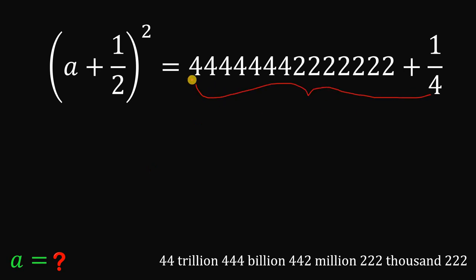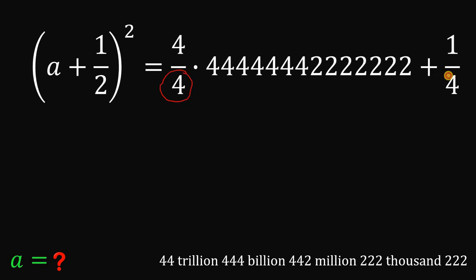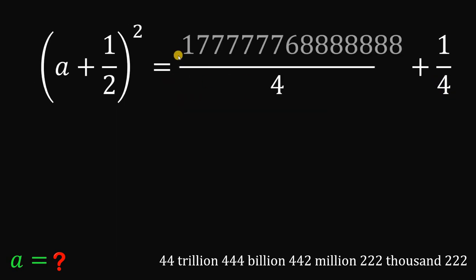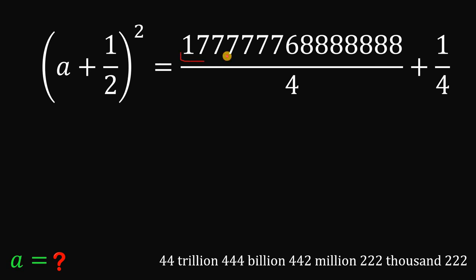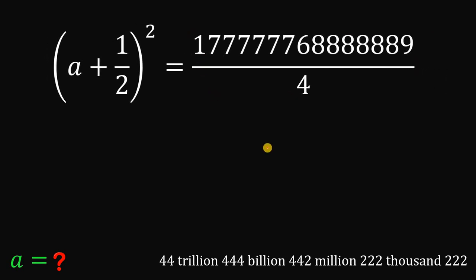So let's combine them. So first, let's multiply this number with 4/4 to make their denominator the same. So we have now denominator 4. Now, 4 multiplied by this number will give us an answer of 177,767,768,888,888. And when we add this with 1/4, we get a value of this huge number.